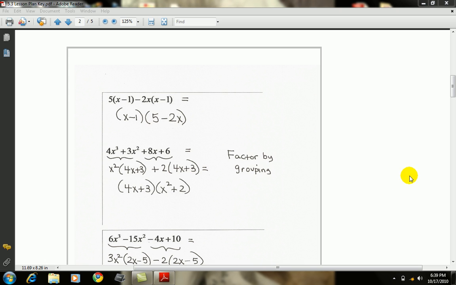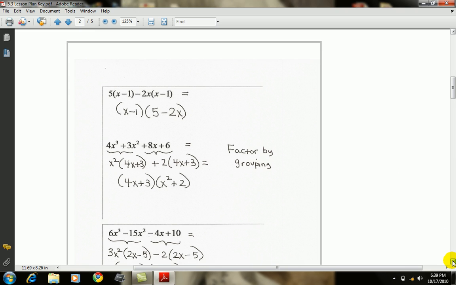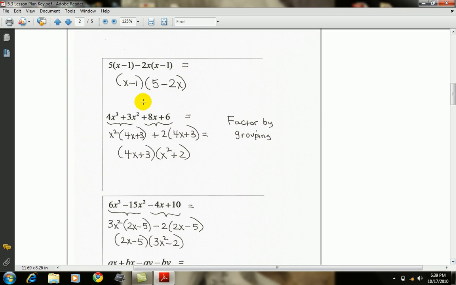All right, ladies and gentlemen, we're continuing with section 5.3 involving factoring. Our next example, we're given an expression 5 quantity x minus 1 minus 2x quantity x minus 1. Now, very important thing to know. When you see a plus or minus inside parens, that does not count as a new term. But when you see this minus outside of parens, that means you're going from one term to another. So this original expression has two terms.